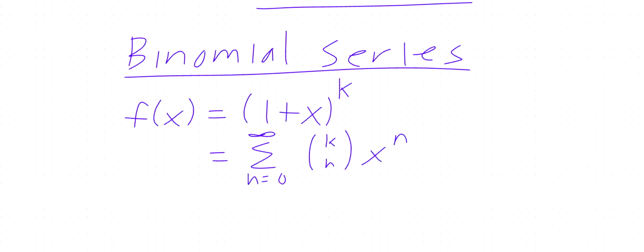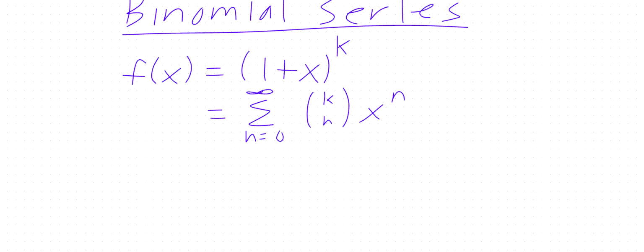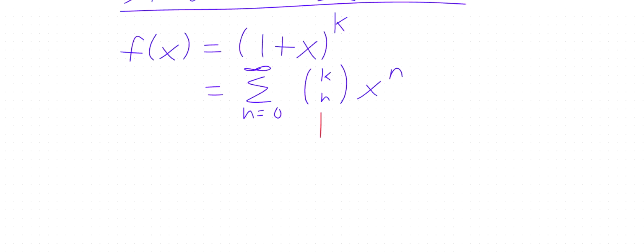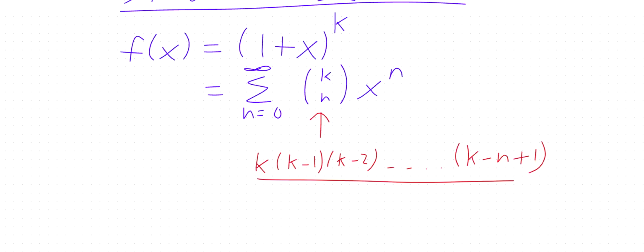Now, what does this thing mean? That is, we're going to take our k, k minus 1, k minus 2, and we're going to keep on multiplying until we get down to k minus n plus 1, all divided by n factorial.